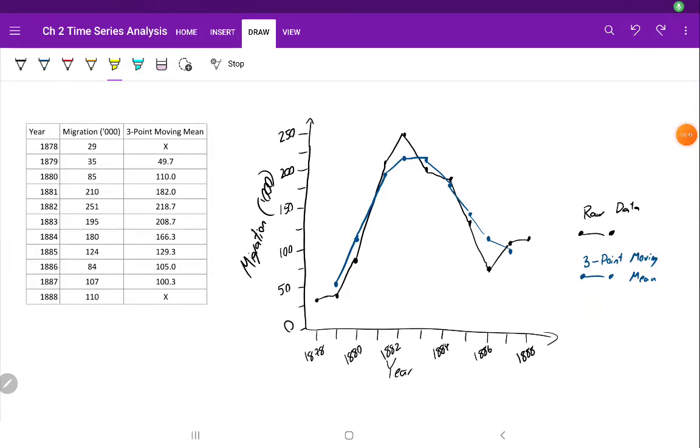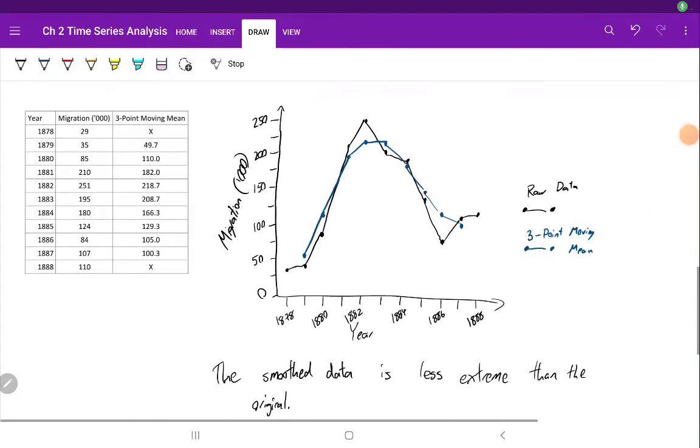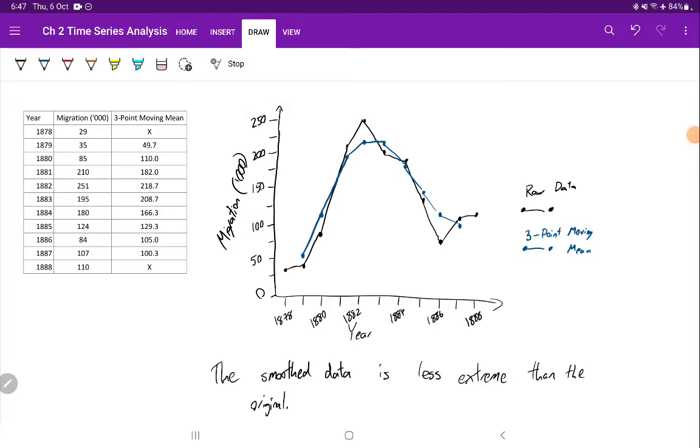But you can still kind of see the main idea of this process, which is that the smoothed data is less extreme than the original. Sometimes when looking at raw data, you're not going to get a very strong trend at all. But when you smooth the data, you're going to see a clearer picture of what's going on.